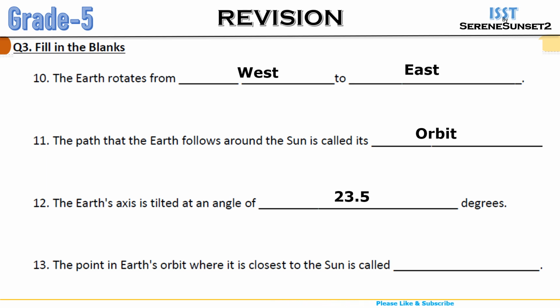The point in Earth's orbit where it is closest to the Sun is called dash. Answer: equinox.